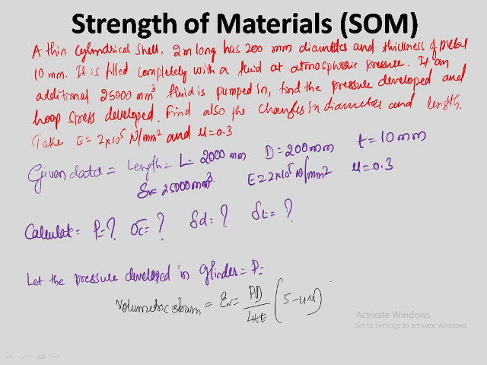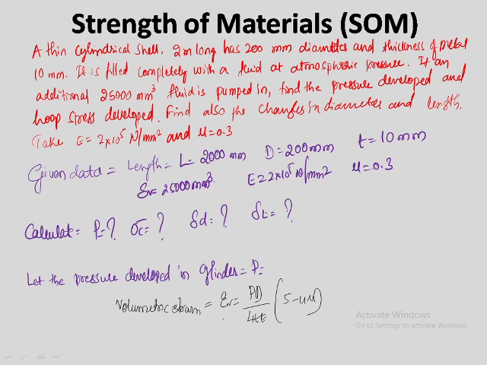Sir, how much? 41.89. You cross check, somewhere I made a mistake. Sir, 2.631 into 10 raised to 8 is the pressure. No, somewhere I made it wrong.